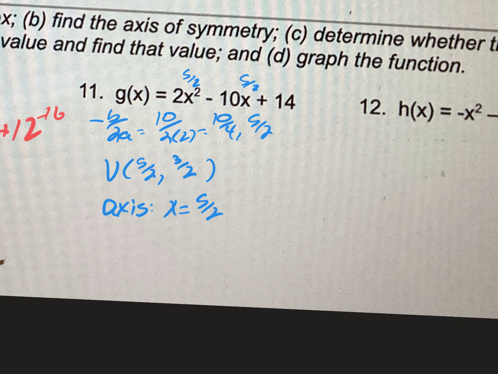The max or min: this is positive 2, so it's going up. That means it has a minimum of 5 halves. And I guess that's really all we need other than the graph. So for the graph, you would go to 5 halves, which is 2.5, up to 3 halves, which is 1.5, and the parabola is going up, so we graph it just like that.